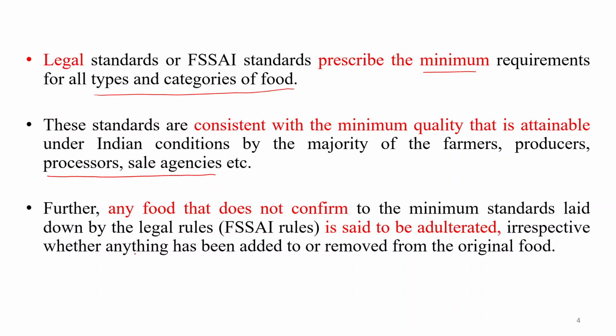Further, any food that does not conform to the minimum standards laid down by the legal rules is said to be adulterated. So if any food is not fulfilling the minimum standards laid down by FSSAI, it is said to be adulterated, irrespective of whether anything has been added or removed from the original food.